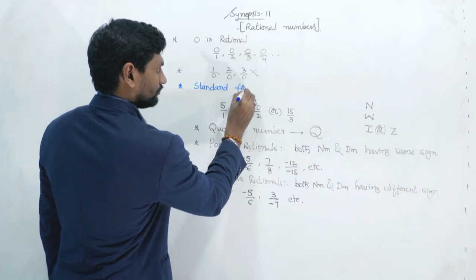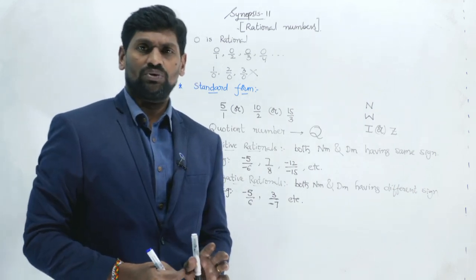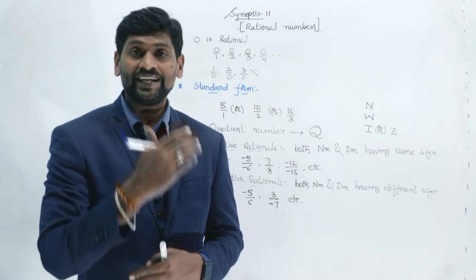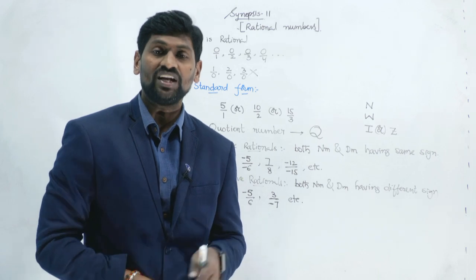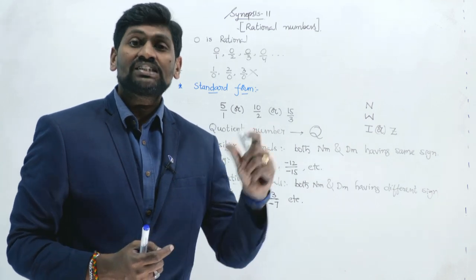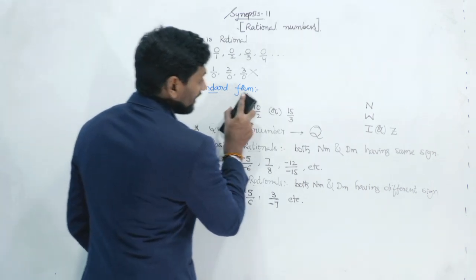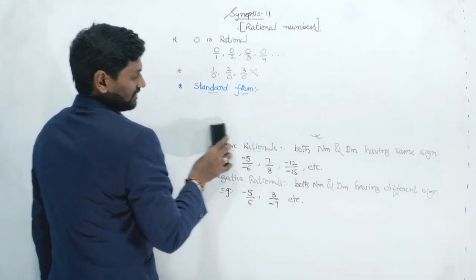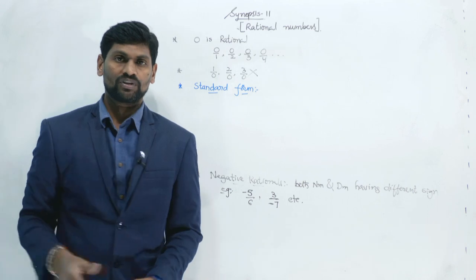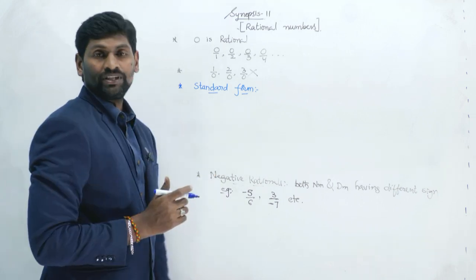Now, the standard form of a rational number, or the simplest form of a rational number. If you take any rational number, it should be in simplest form. That means there is no common factor except 1 between numerator and denominator. Then we can consider that the rational number is in standard form or simplest form. And also, the denominator should never be negative. So standard form means the numerator and denominator must be in simplest form.